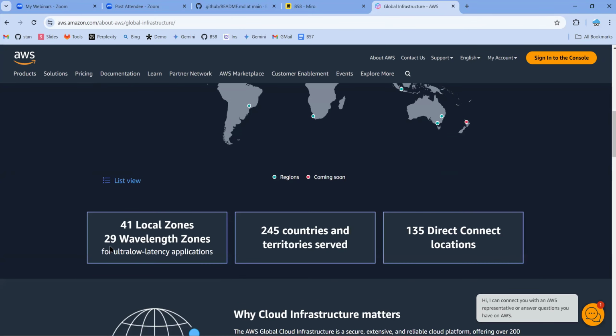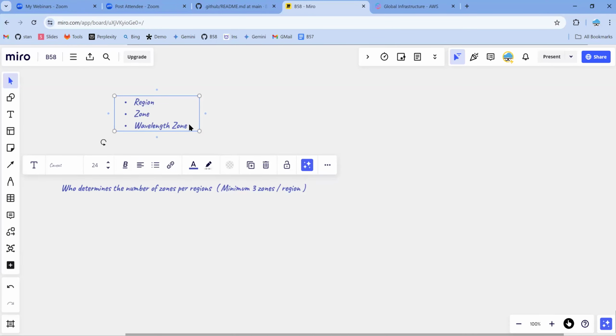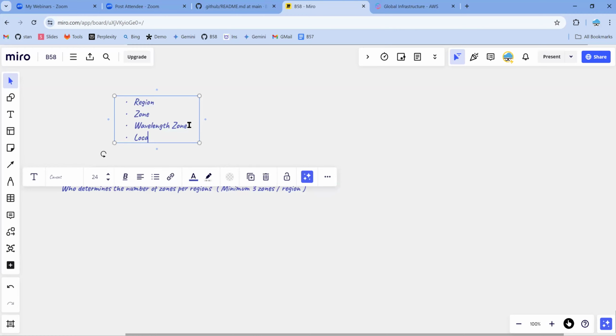Now, what exactly is this local zone and what exactly is this wavelength zone? These are the new terminologies that were introduced. Let me also talk about it. And these wavelength zone and local zone are not available across the board, only in the United States.